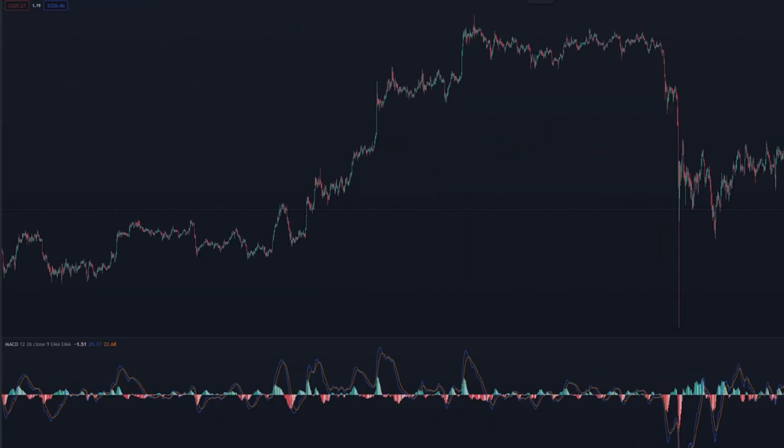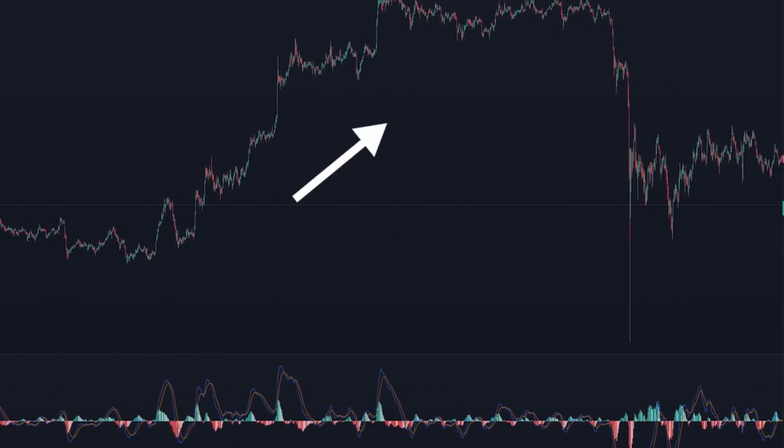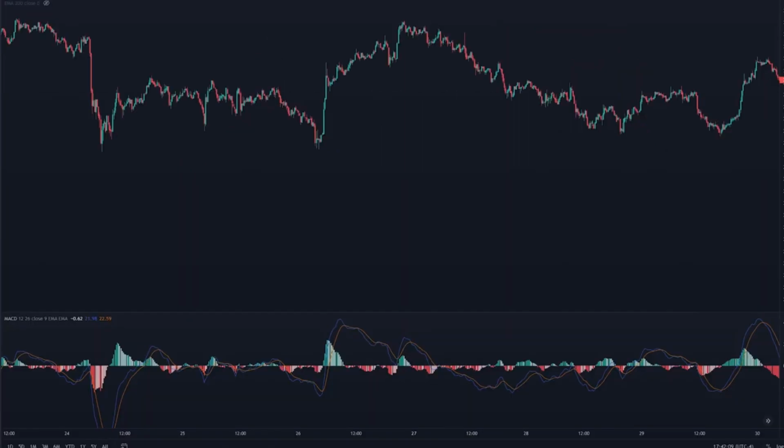A simple fix to this issue, for example, if we're trading long, is that we only want to trade if the market is in an uptrend. You never want to trade against the trend because the odds will always be against you. So an easy way to figure out if the market is in an uptrend is to simply add a 200-day moving average.